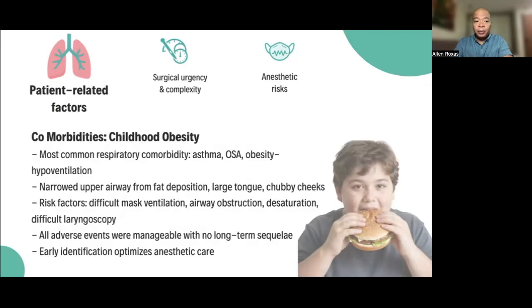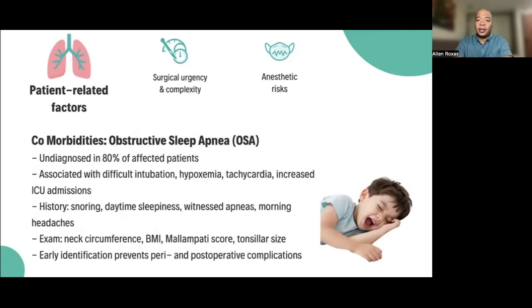The next factor would be childhood obesity. Childhood obesity is becoming increasingly common. These children often have narrowed upper airways, obesity hypoventilation, asthma, and obstructive sleep apnea. From an anesthesia standpoint, obesity increases the likelihood of difficult mask ventilation, difficult laryngoscopy, airway obstruction, and oxygen desaturation.